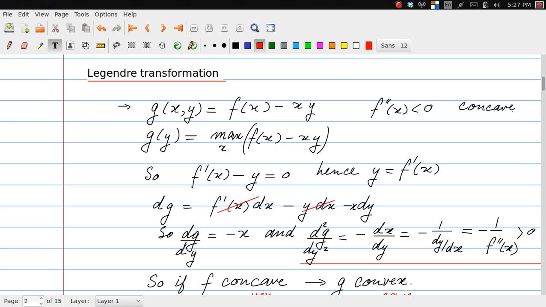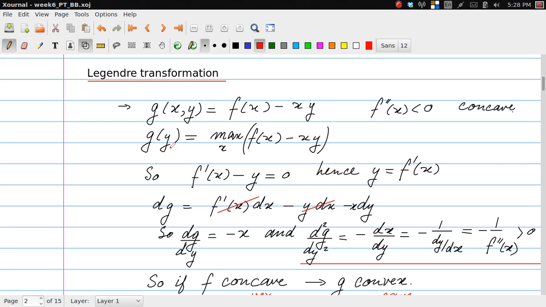So to start, I would like to go into the Legendre transformation, which plays a very important role in thermodynamics. I perform here a Legendre transformation for a function of one variable, which is f(x), and let us assume that this function f(x) is a concave function, which implies that the second derivative of f is negative. We can then perform a Legendre transformation which transforms f into a function g, which initially has two arguments, x and y, and it's defined as f(x) minus x times y.